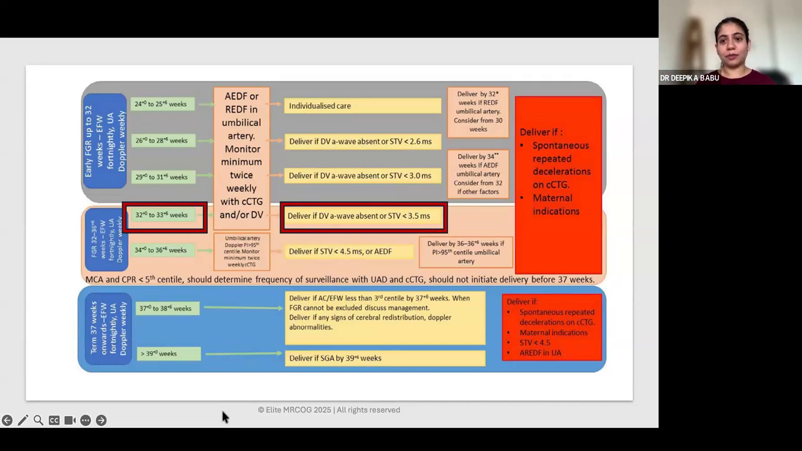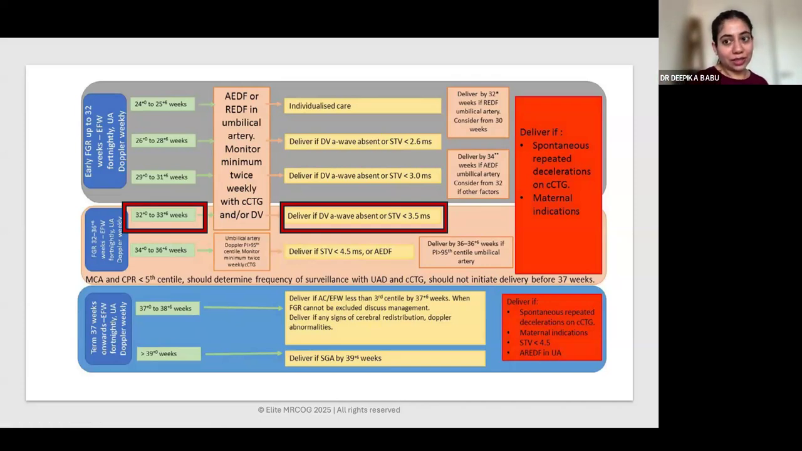You still have got time, you can continue up till 34 weeks and then deliver her. We are not letting her go beyond that if it is an early onset FGR. If it is a late onset FGR, then it's a different story altogether. I'll come to that. Just remember this point as of now.